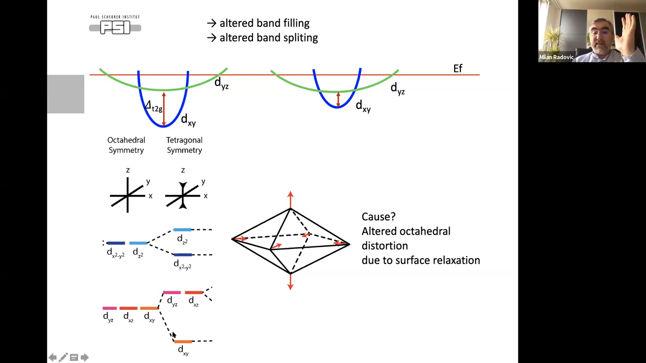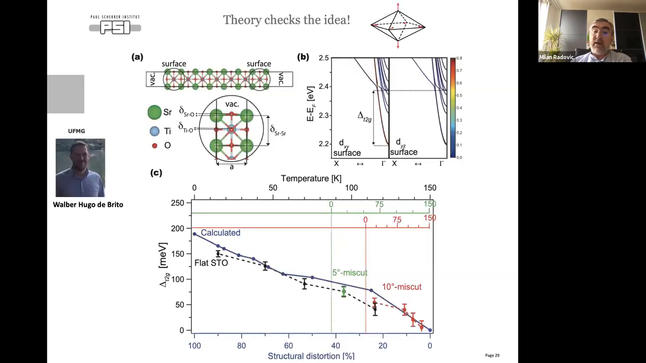If I have tetragonal symmetry here, it will give me the XY band as the lowest one. And now my XY band starts to shift down. I say that we are going from the tetragonal more toward the orthorhombic symmetry. So it means that from the squashed octahedron, I go to a more even, or let's say more symmetric one. Okay, so what happened? Why did this octahedral distortion change happen? Okay, it must be due to surface relaxation as well.